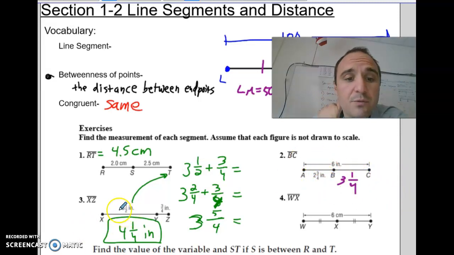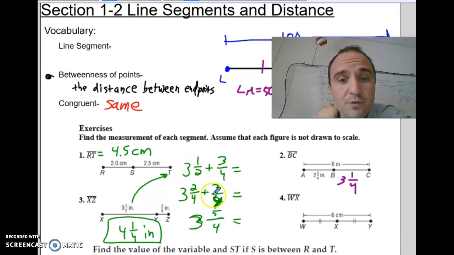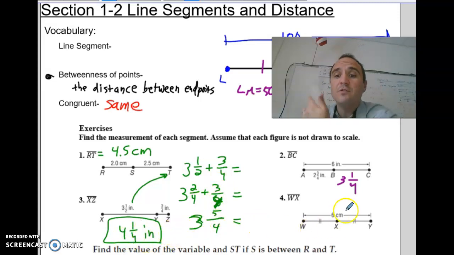Over here, we have 3 1/2. We had to convert it a little bit. So we got 3 1/2 to 3 2/4 plus 3/4 equals 3 5/4, which can be converted to 4 1/4 inches. Over here is a congruency problem. Same idea, it's going to be 3 and 3. So this is going to be 3 centimeters.